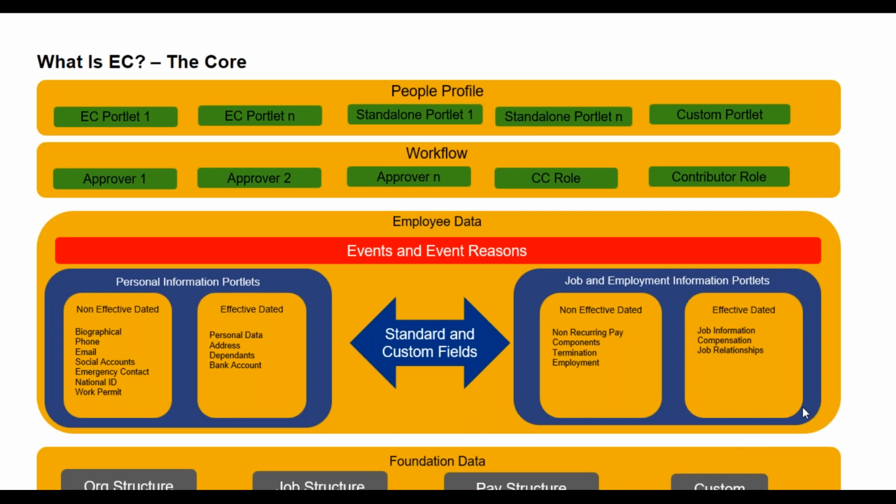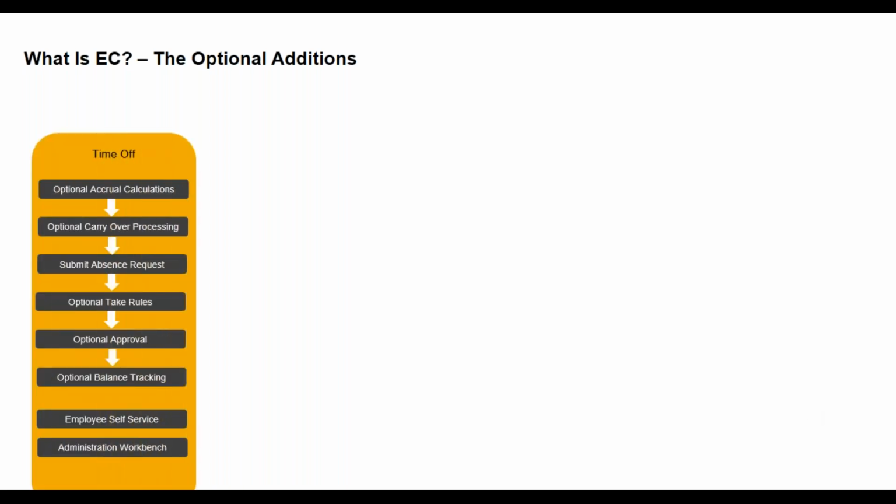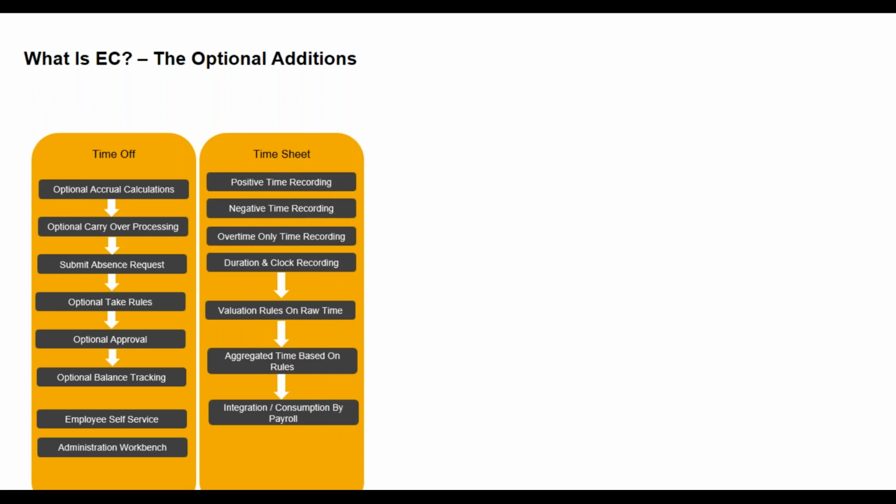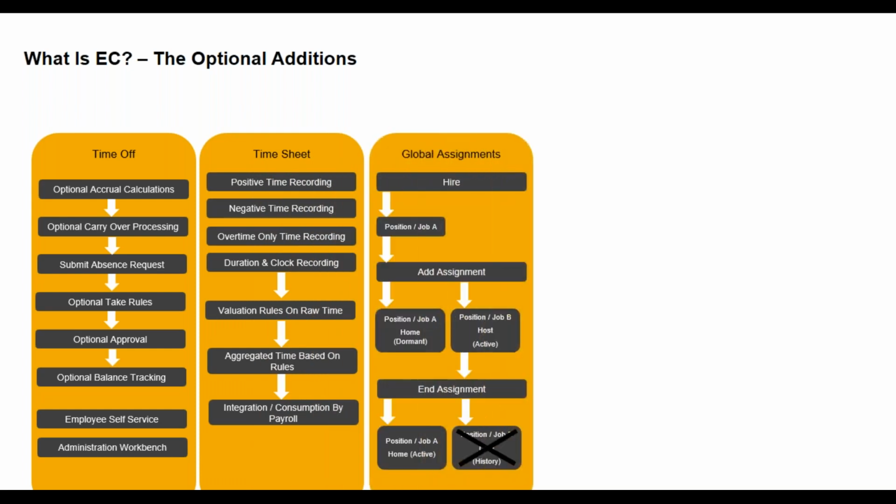Now, apart from this data, we can also have some optional additions to employee data. Like you can have time data, your leaves and absences, leaves and attendances. Users can update their timesheets. Users can have the global assignment. If your customer is having their operations in multiple countries, and an employee is moved from one country to another country for a short-term or a long-term assignment, you can trigger global assignments.